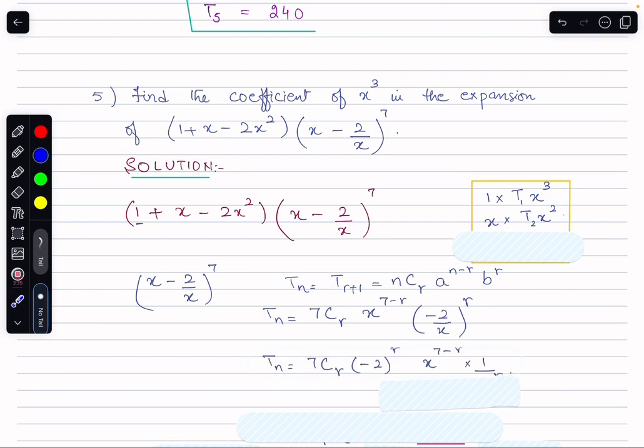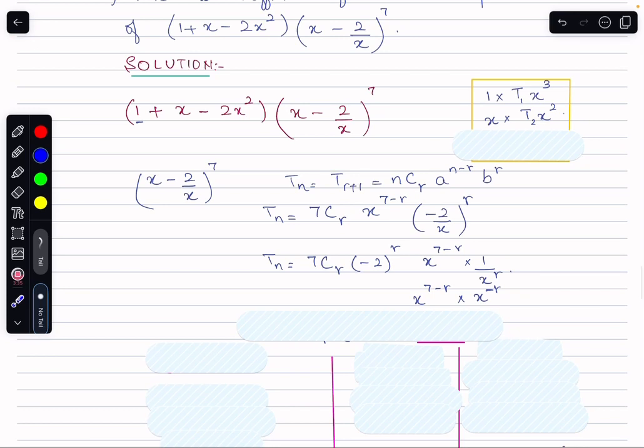Taking the constant values on one side, I shall be having here 7Cr, which equals negative 2 to the power r, and then x to the power 7 minus r into 1 over x to the power r here. Or further, I can say that this x to the power r taken to the numerator will become x to the power negative r. So here I should be having the term Tn, which equals 7Cr. I don't have the restriction here, so it's 7Cr.